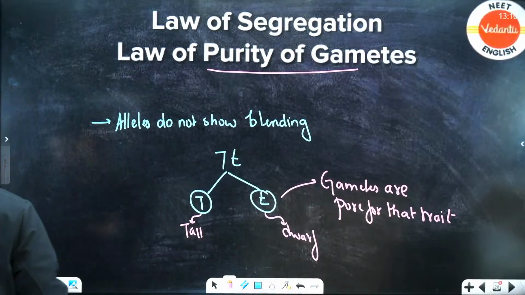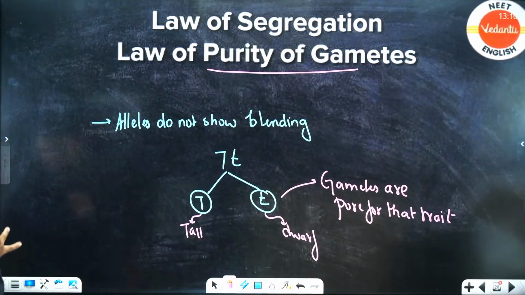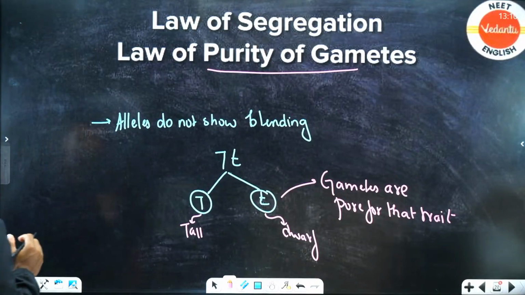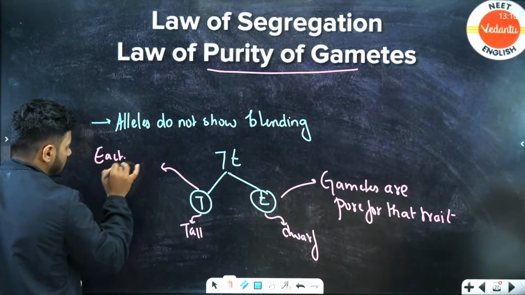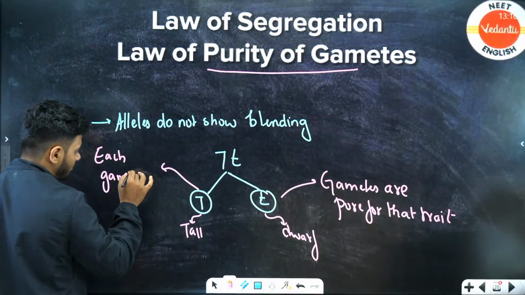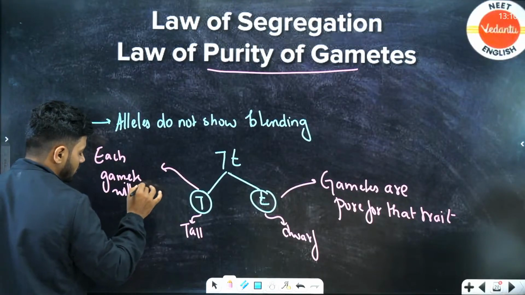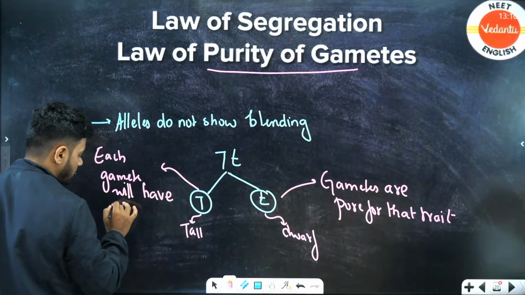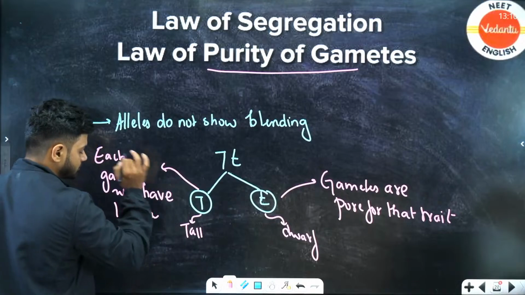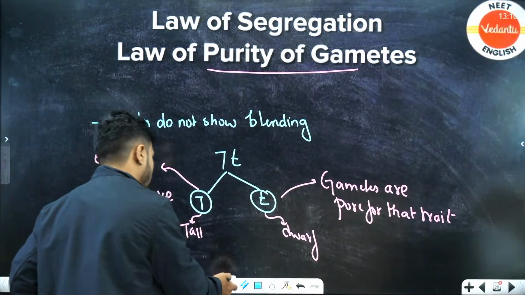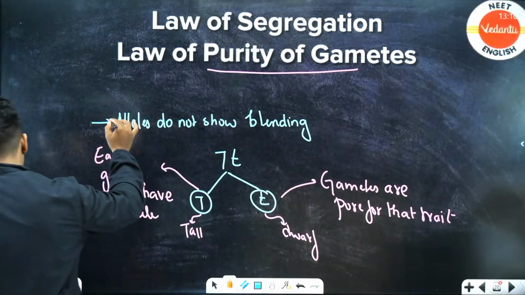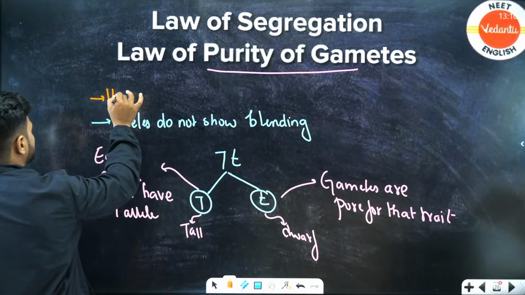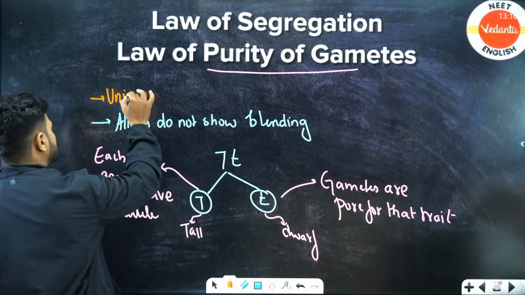Law of purity of gametes: each gamete is pure for a trait, and each gamete will have one allele. You can see here, each gamete will have one allele. And students, this is universal. There are no exceptions. This particular thing is universally applied.